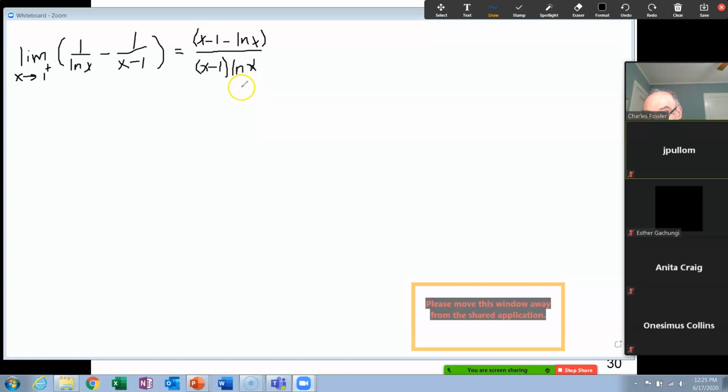Now, is this any easier? Now, with the limit here, as x is approaching 1, you see this is something you can do L'Hopital's rule on. So I sort of wish I had written the limit there. I'll do it now. The limit as x approaches 1 from the positive side.